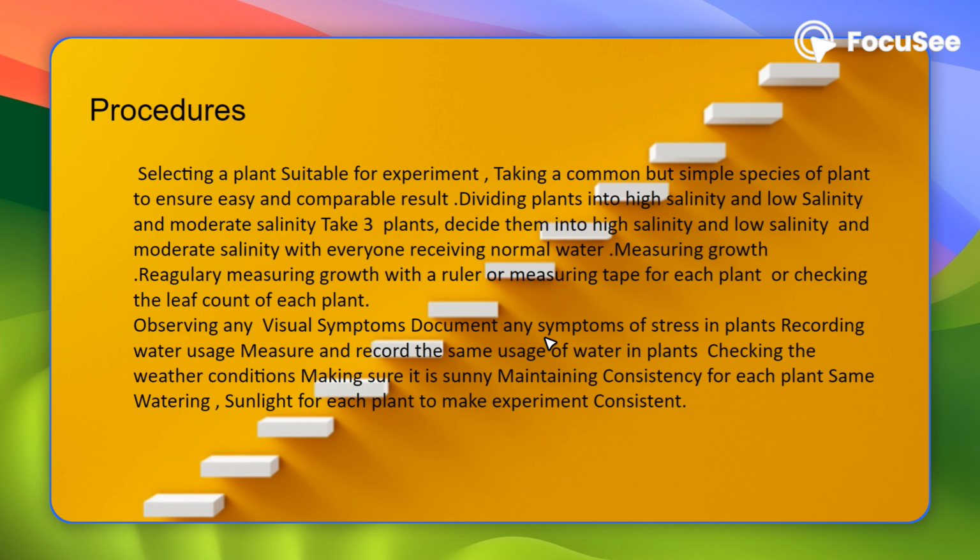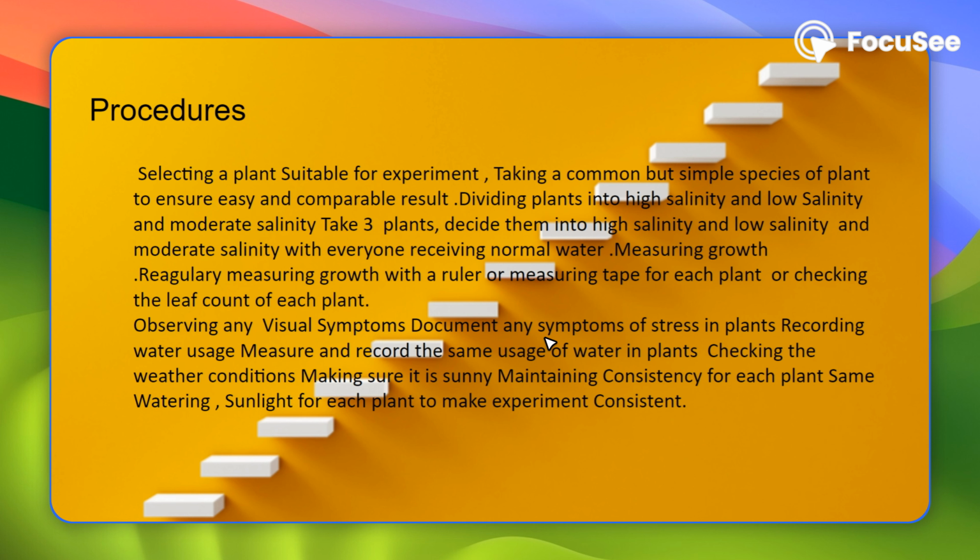Second, dividing plants into high salinity, low salinity, moderate salinity, and regular salinity. Take 3 plants and divide them into high salinity, low salinity, and moderate salinity, with everyone receiving equal normal water and sunlight. So, for example, salinity level 1 would be spider plant, salinity level 2 would be the Boston fern, and salinity level 3 would be the African violet.